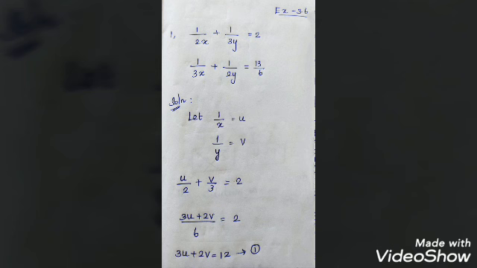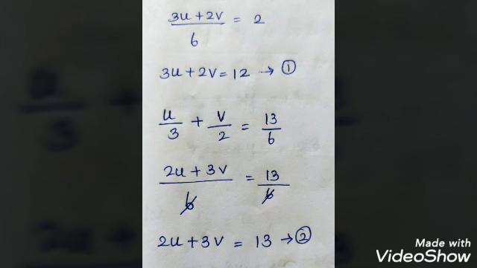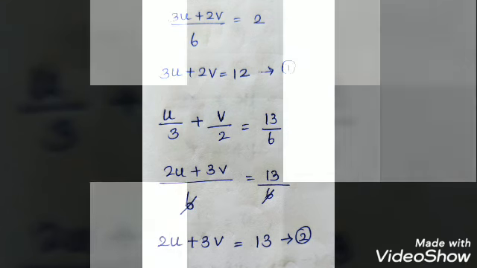Right? We have to take 1 by x equal to u, 1 by y equal to v, then convert the equations into linear equations. Next, after converting, your second equation: u by 3 plus v by 2 equal to 13 by 6. Here also we take the LCM of 3 and 2, which is 6. So 2u plus 3v by 6 equal to 13 by 6. 6 and 6 get cancelled. 2u plus 3v equal to 13. This is your equation number 2. First step, we make it in terms of u and v. Then we have equations 1 and 2.